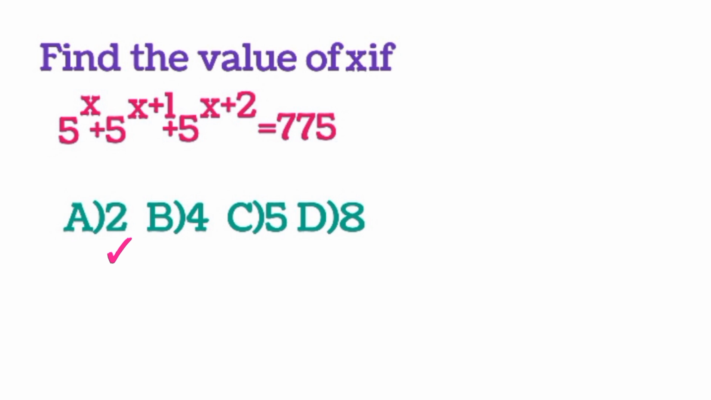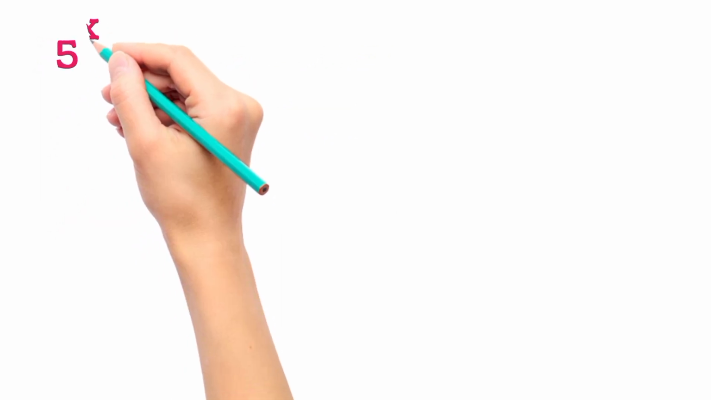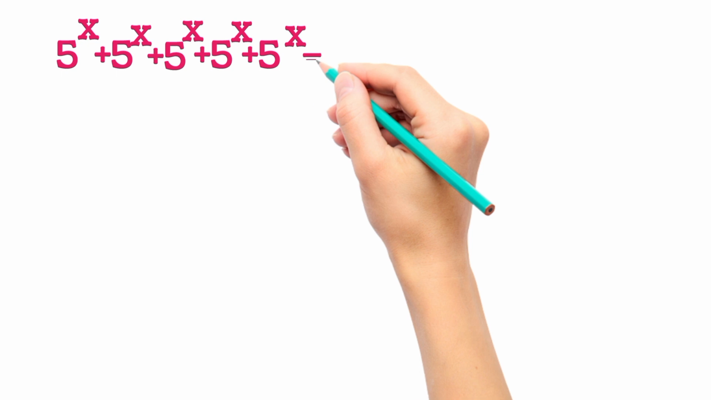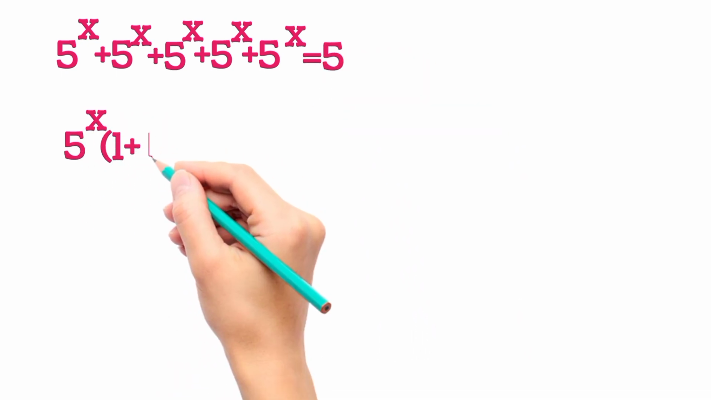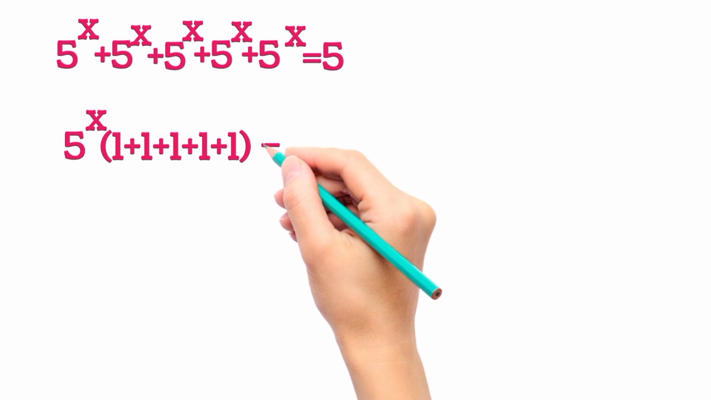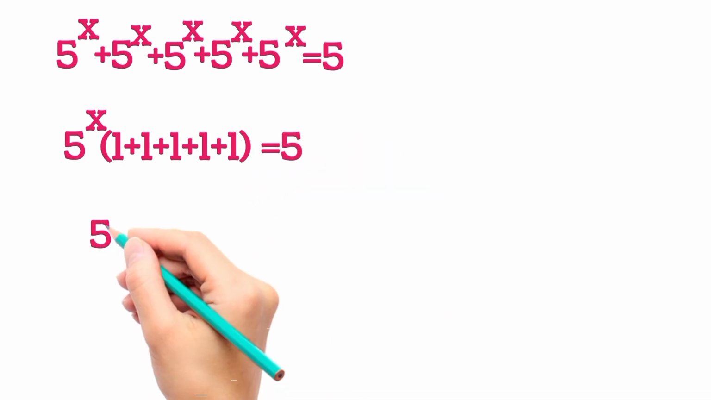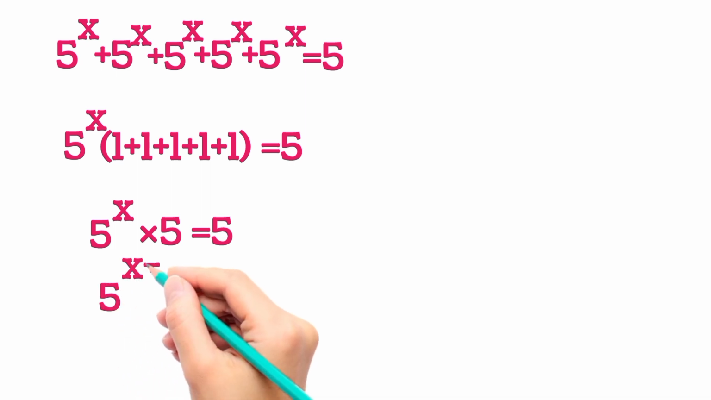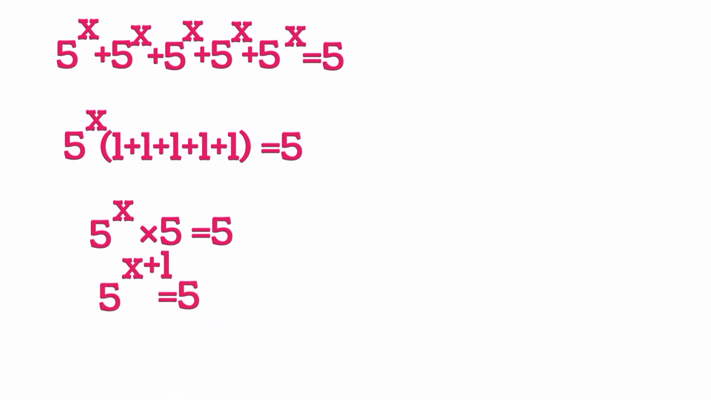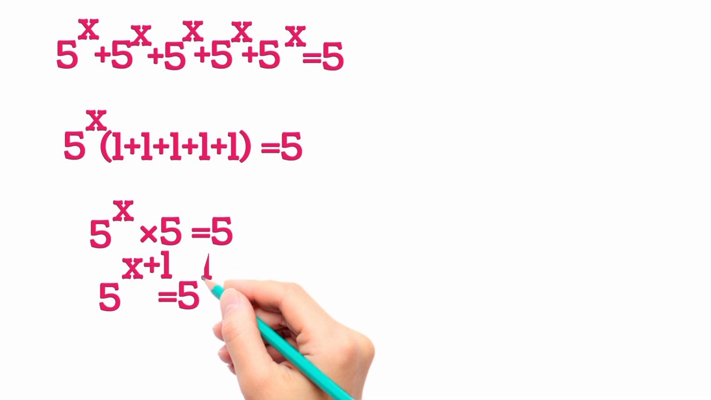Now second question is 5 to the power x plus 5 to the power x plus 5 to the power x plus 5 to the power x plus 5 to the power x is equal to 5. This is 5 to the power x, 1 plus 1 plus 1 plus 1 plus 1 is equal to 5, or 5 to the power x into 5 is equal to 5, which is 5 to the power x plus 1 is equal to 5. This can be written as power 1.